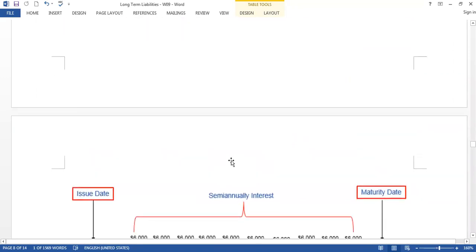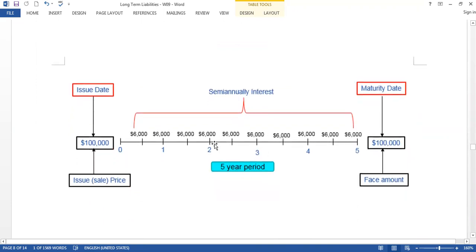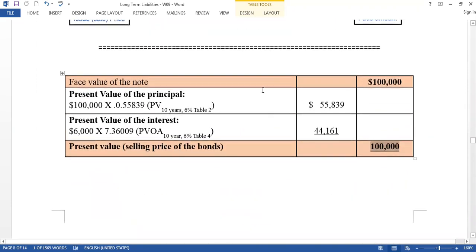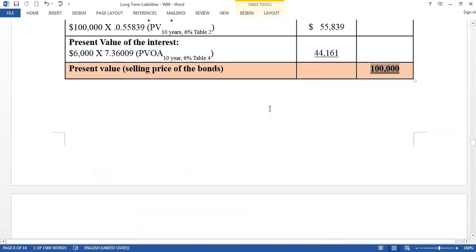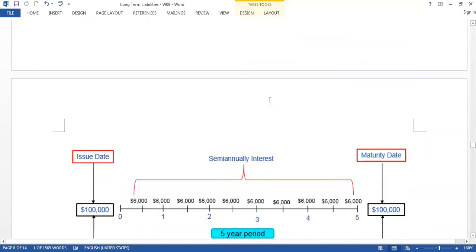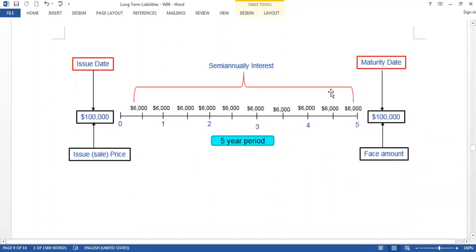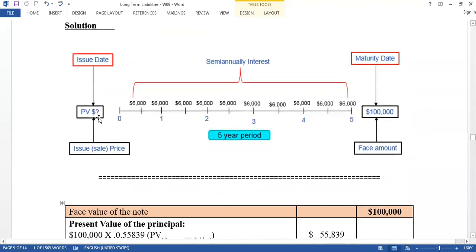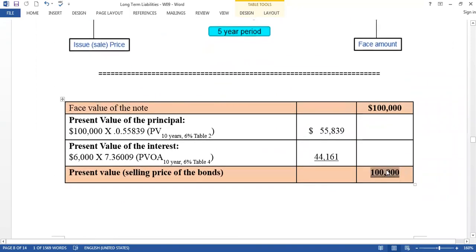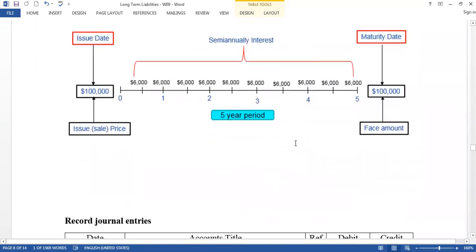So look here. This is the diagram, based on this table. Today you receive $100,000. This is the present value, right? 5 years later, you will give them $100,000, because previously I marked a question here. We don't know the amount today, so we calculate this amount, $100,000.